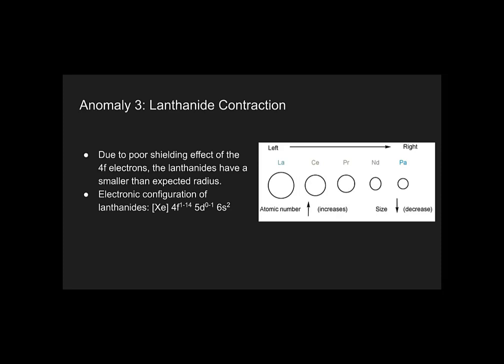The last anomaly can be seen in the lanthanides, and it's known as the lanthanide contraction. Due to the poor shielding effect of the 4f electrons, the lanthanides have a smaller than expected radius. You can see the electronic configuration of lanthanides below.